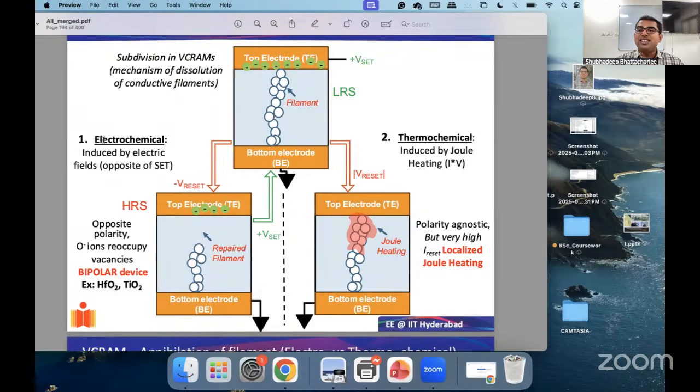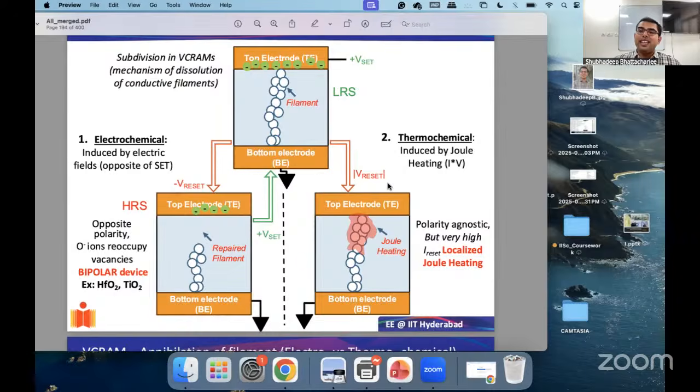If something is induced with Joule heating, whether in this current filament or in any metal, Joule heating is irrespective of the direction of flow of current, right? It's just I squared R. So if it is irrespective of direction of current flow, it does not matter whether you apply a positive reset voltage or a negative reset voltage. And that is what is meant by this modulus of reset voltage. That simply means it is polarity agnostic, which is the meaning of polarity agnostic for thermochemical.